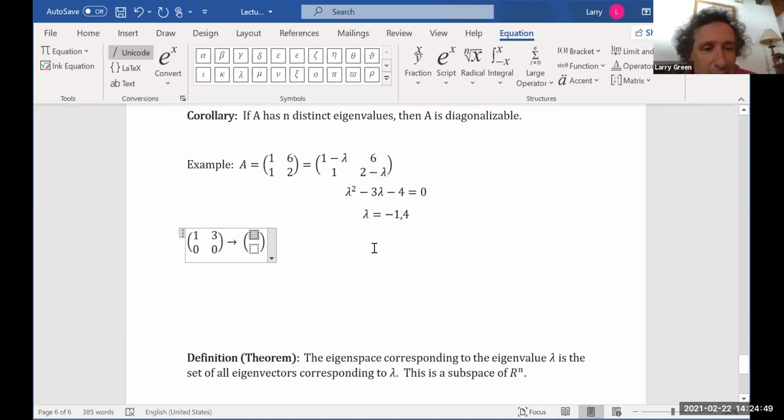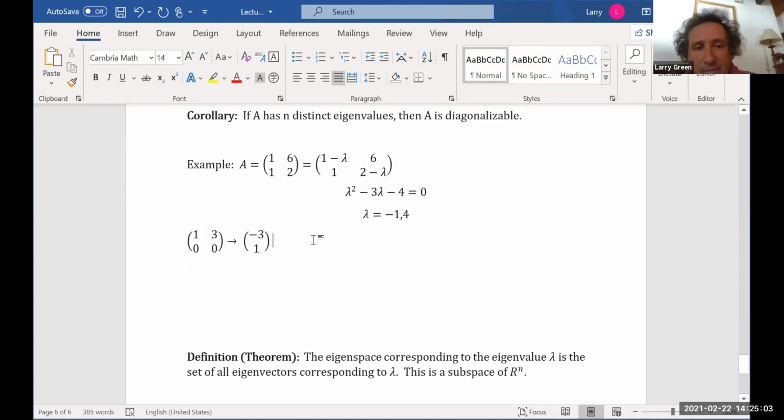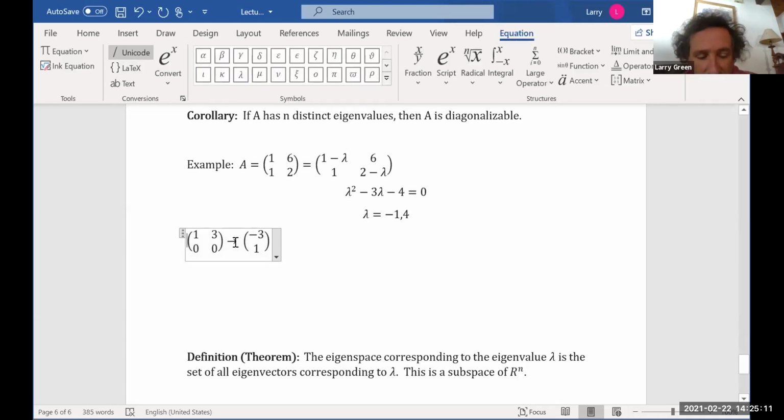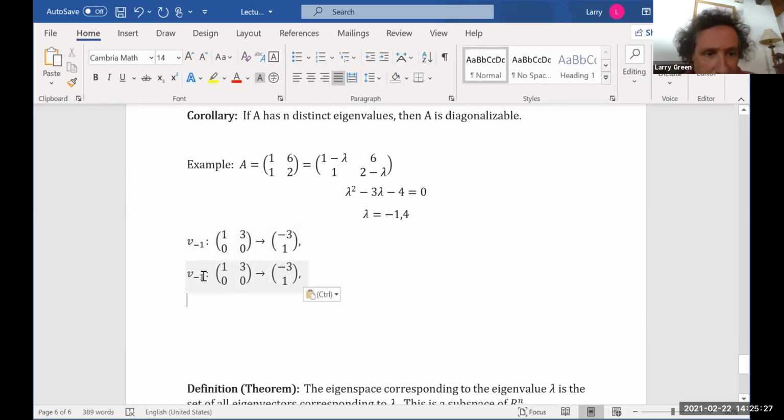So if we let the free variable be 1, then the x value is -3. Any questions on that? Okay. And now I need to get the next one. Maybe I should write down that this is lambda equals -1, or say v sub -1. Now let's do the same thing, copy and paste, and then change. And do v sub 4.